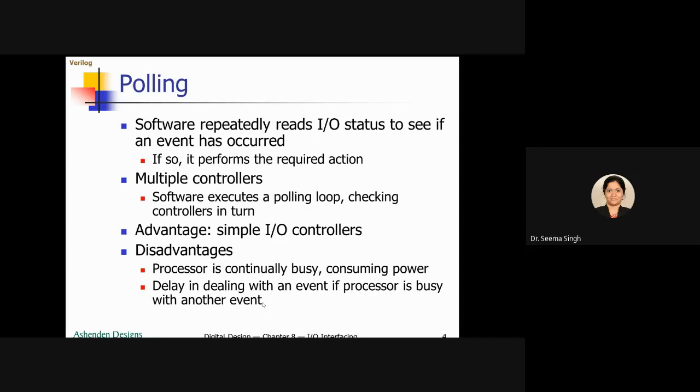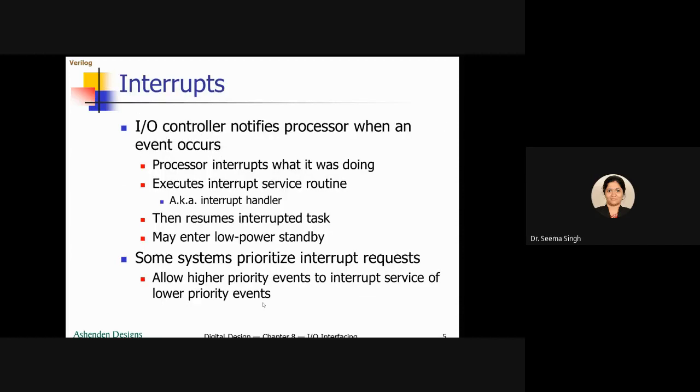And next, after polling, you have interrupts. You all know what an interrupt is because you have already studied the course on microprocessors and microcontrollers. Now how it is used in the real world with embedded systems, you will get to know today. Interrupts mean the IO controller notifies the processor when an event occurs. So it will not go on checking. The interrupt will be created by the device to the processor through the IO controller.